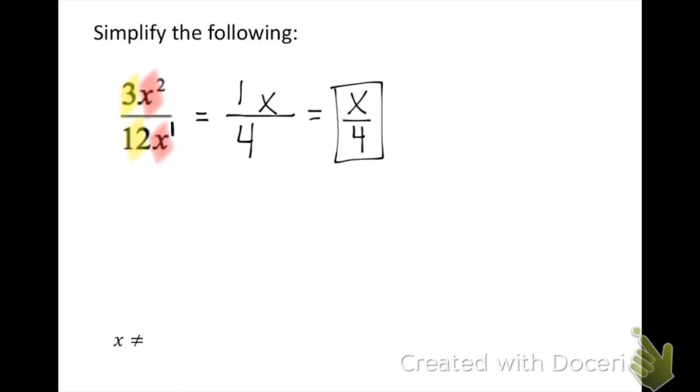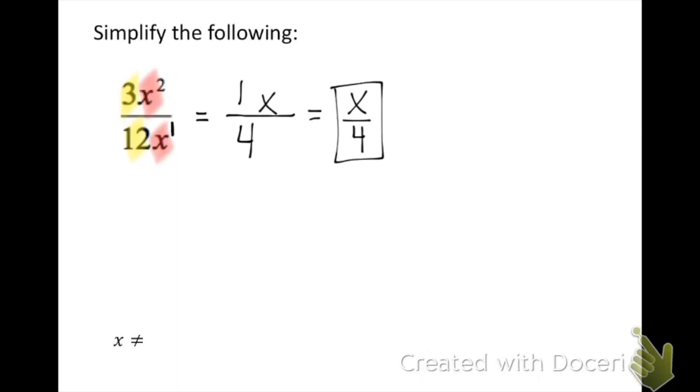This problem says simplify the expression. So we're going to start by looking at our coefficients, our 3 and our 12. I can simplify those by dividing them both by 3. So that gives me 1 over 4. And then I can go and look at my x's. X squared over x is just x to the first on the top, because remember we take 2 minus 1, and that gets us 1x left on the top. This is an acceptable answer, or you could just put x over 4, since we don't need the 1.